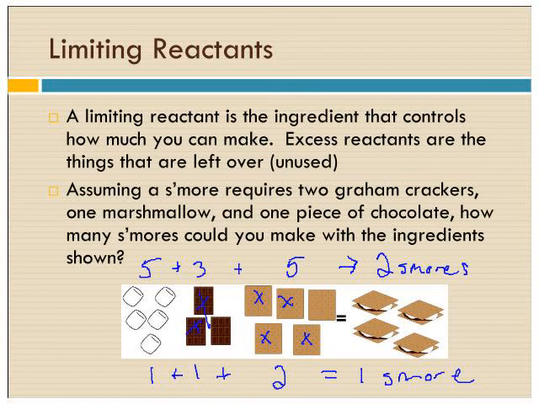So we end up using 2 chocolates total and 2 marshmallows. So the stuff left over is we have 3 marshmallows left over, we have 1 chocolate, and only 1 graham cracker. In cooking, whatever limits you, you still have stuff left over, you just don't use it, but in chemistry you'll use all of the limiting reactant.